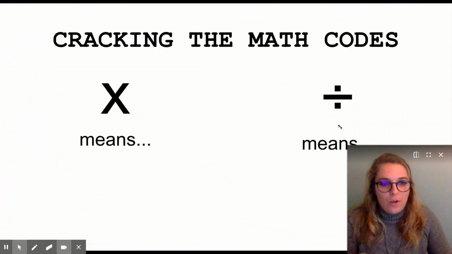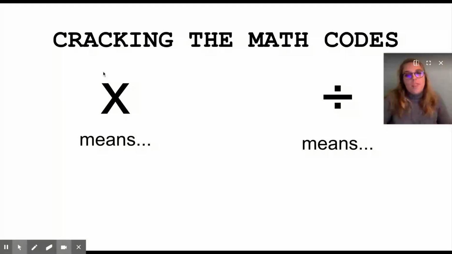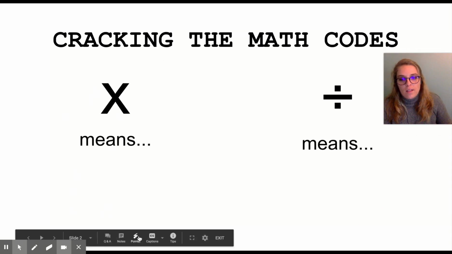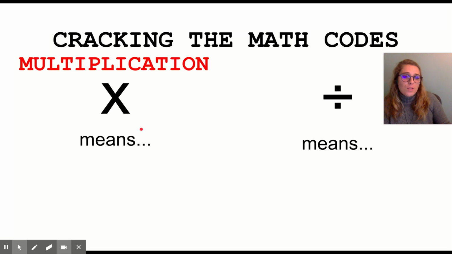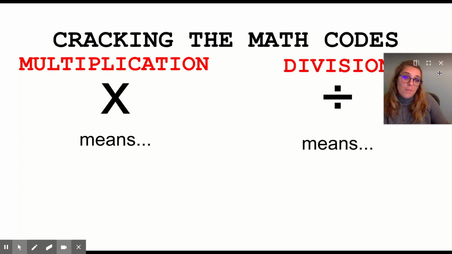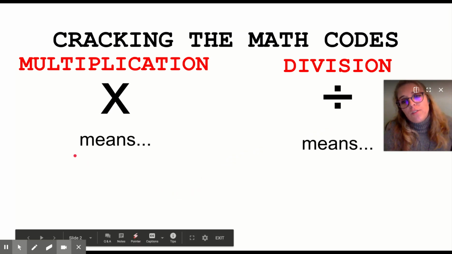Let's crack these math codes. As a reminder, my friends, this sign we associate with, I gotta get my pointer out. What do we associate this sign with? Multiplication. If you got that right, kiss your brain. And what does a good math detective, a good mathematician, associate with this sign? Yep, they know that means they're gonna have to be doing some division. All right, so let's keep cracking.